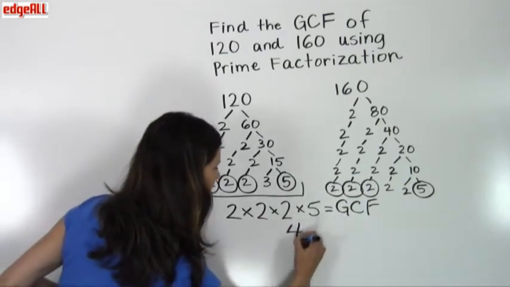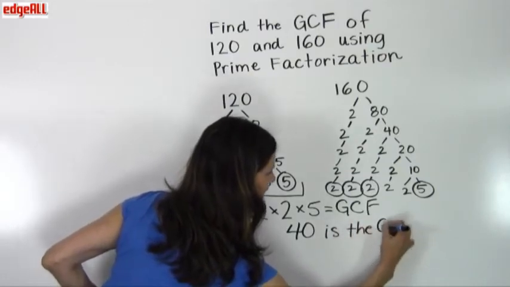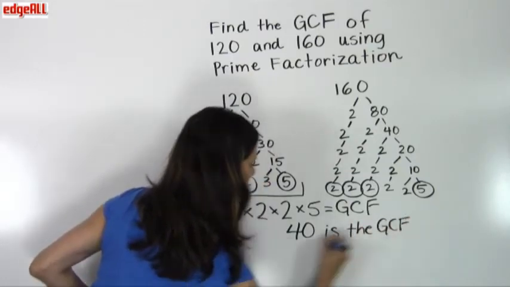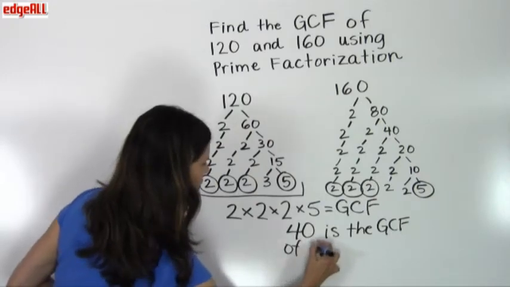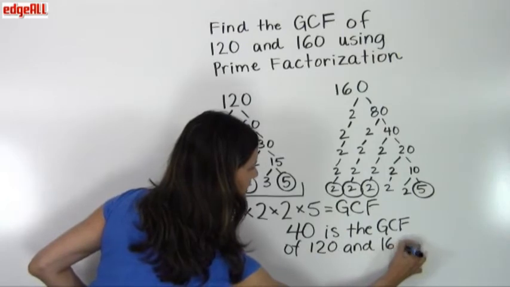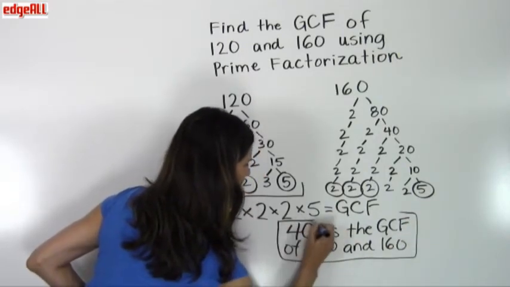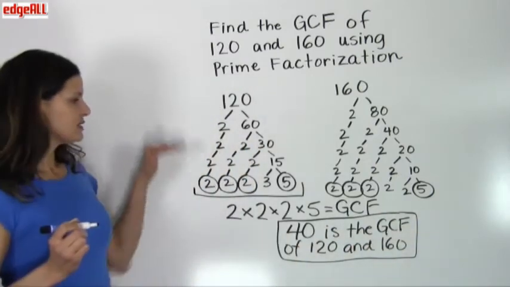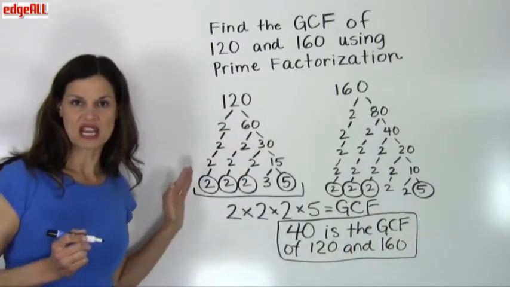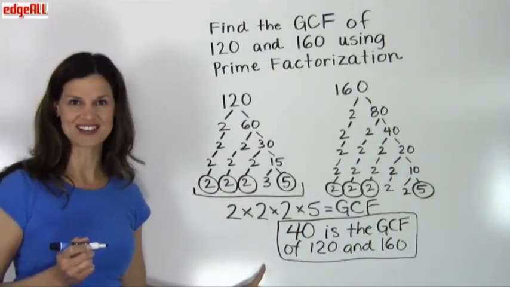And so 40 is the greatest common factor of 120 and 160. So this is the method for using the prime factorization of two numbers to find their greatest common factor.